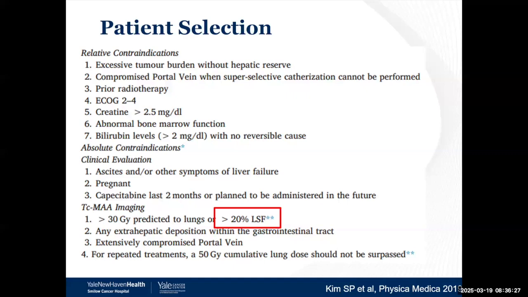What is important to know here is the lung shunt fraction. If you calculate in the shunt study a lung shunt higher than 20%, meaning that from the total dose delivered to the liver more than 20% leaks to the lung, or if the lung dose exceeds 30 gray, then you have a real problem, because then you can really damage the lung and cause radiation pneumonitis. So those are things to know.